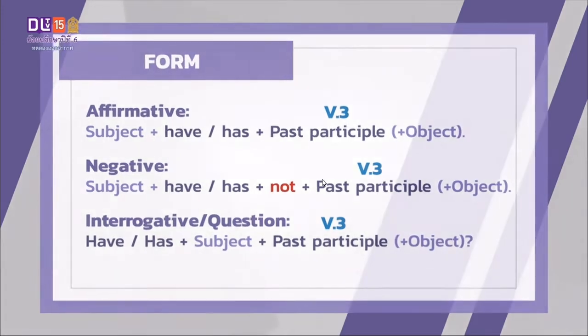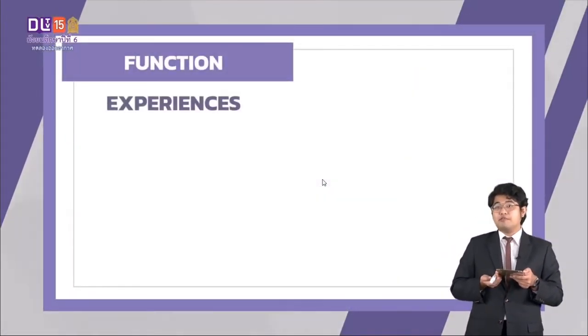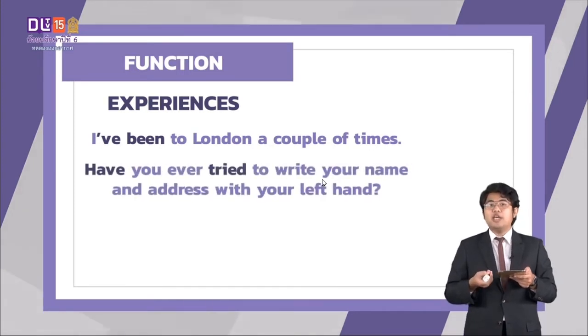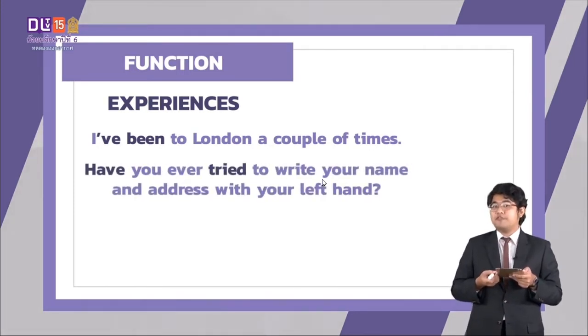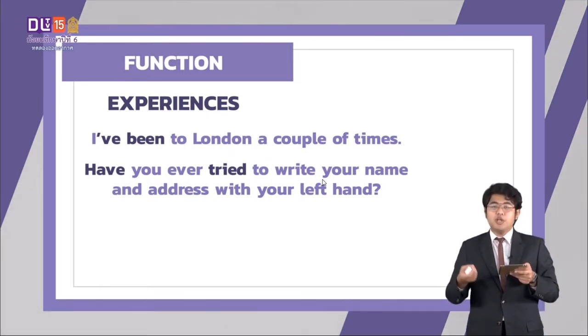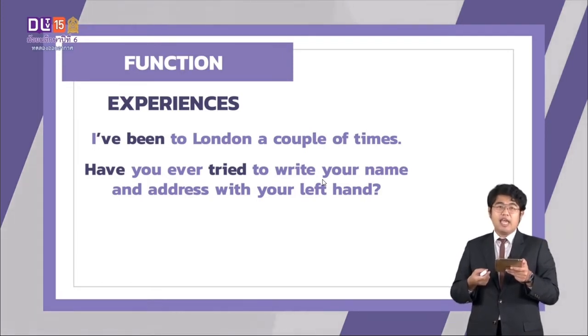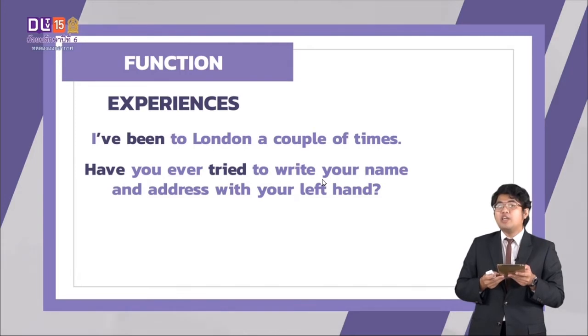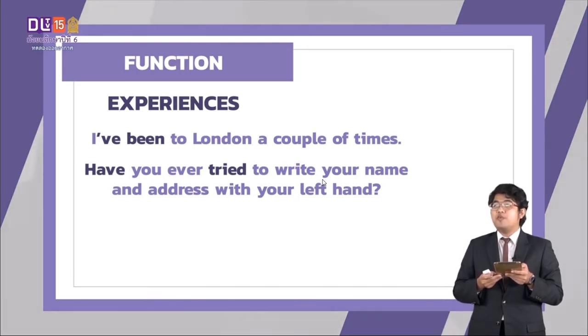Next I will explain to you about the function of present perfect tense. The first one is about experience. Let's look at these examples: I've been to London a couple of times. Have you ever tried to write your name and address with your left hand? The first one is talking about experience. I've been to London a couple of times, right? Okay, and you see the word been. I will explain how to use this word later. The next one is: have you ever tried to write your name and address with your left hand?